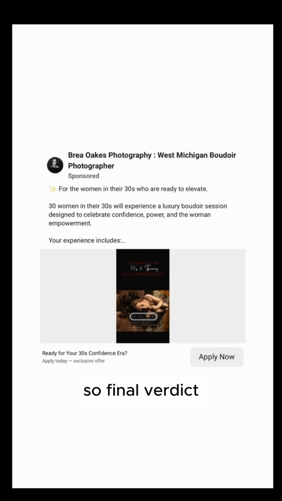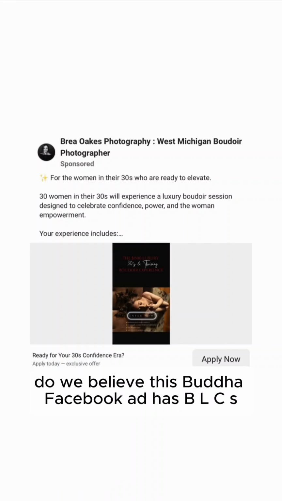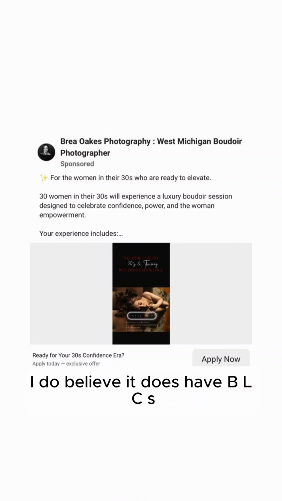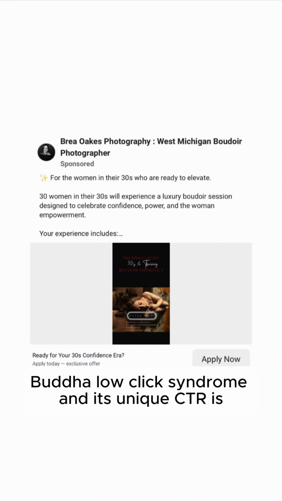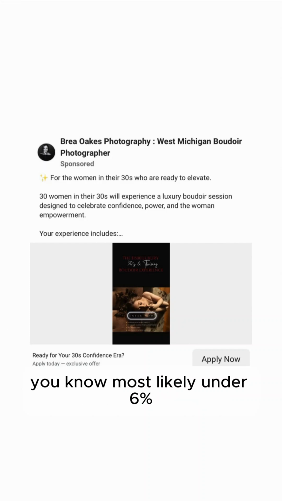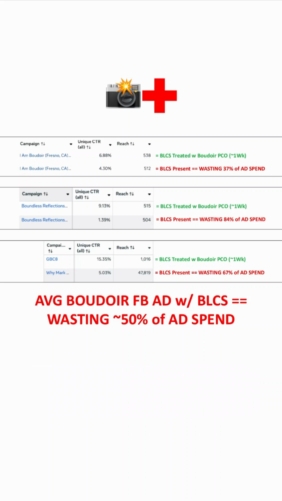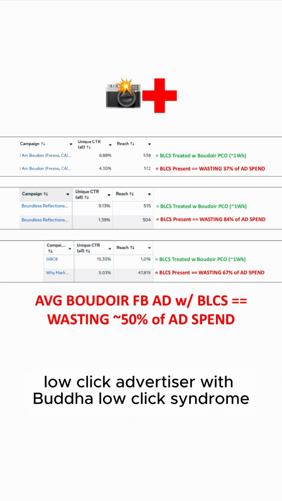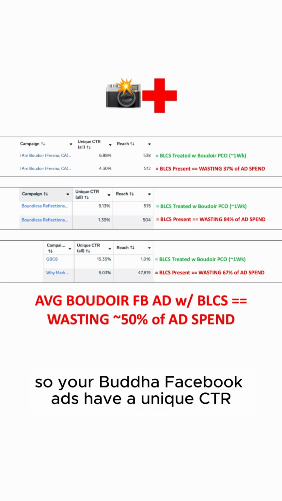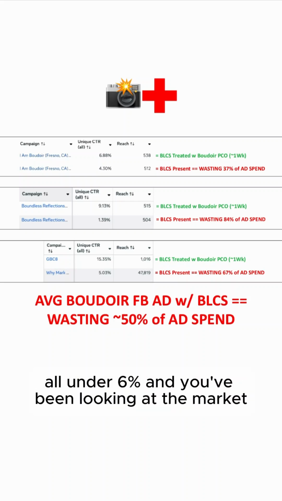So final verdict. Do we believe this Boudoir Facebook ad has BLCS, yes or no? Yes, I do believe it does have BLCS, Boudoir low click syndrome, and its unique CTR is most likely under 6%. So if you're a BLCA, a Boudoir low click advertiser, with BLCS, so your Boudoir Facebook ads have a unique CTR under 6%, and you've been looking at the market, seeing it get more and more saturated, more boudoir photographers.